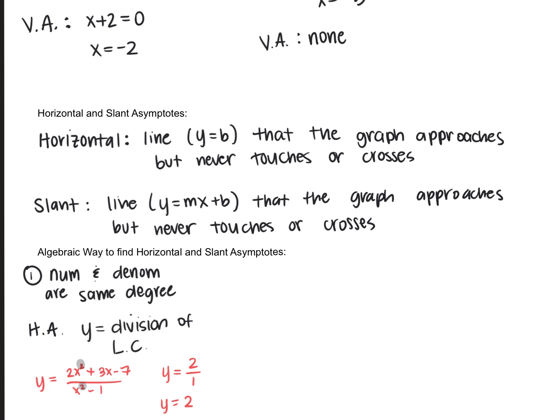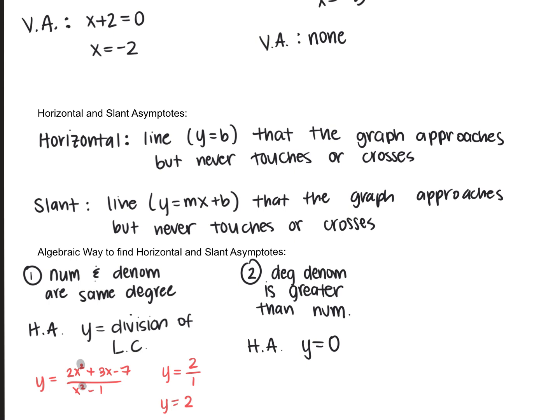The second type is when the degree of the denominator is greater than the numerator. And when that happens, you have a horizontal asymptote, specifically of the form y equals 0. So every time the degree of the denominator is greater than the numerator, then it's always y equals 0.